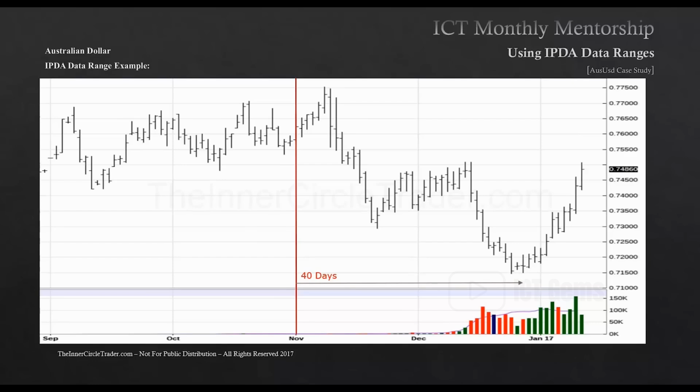7150 is a significant level. It's a mid-figure level, and it's happening at a time when inside of 40 days, the IPDA data range is going to be looking to do something. It has to do something. Every 3 months, price is going to be pushed around. It's going to be drawn to a level, or it's going to repel from a level. It's seeking large fund liquidity.